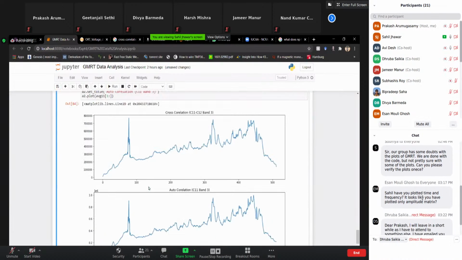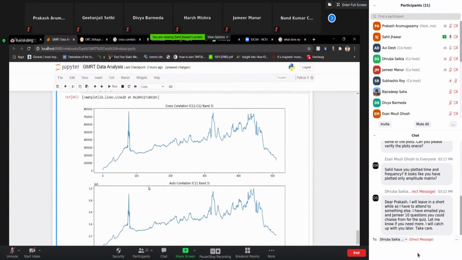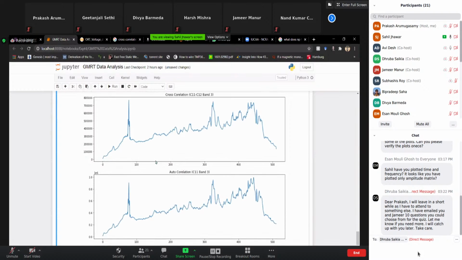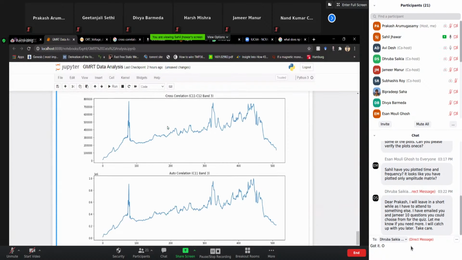This is the final average power spectral density. Sir, while doing the cross correlation and the autocorrelation, both were looking the same. Any particular reason for this?